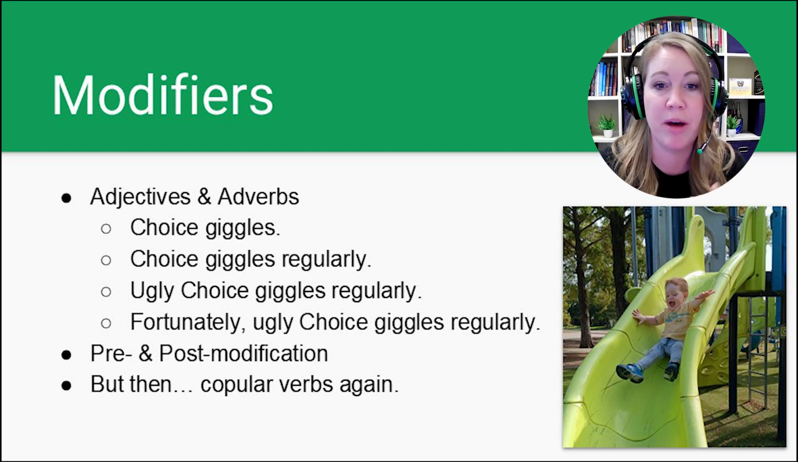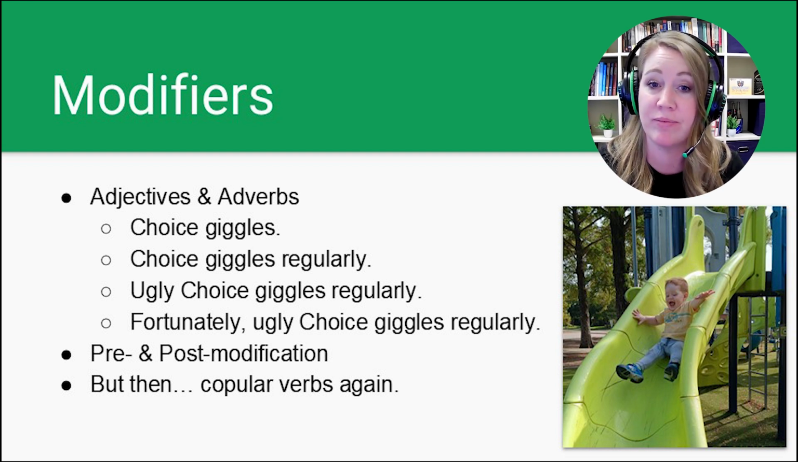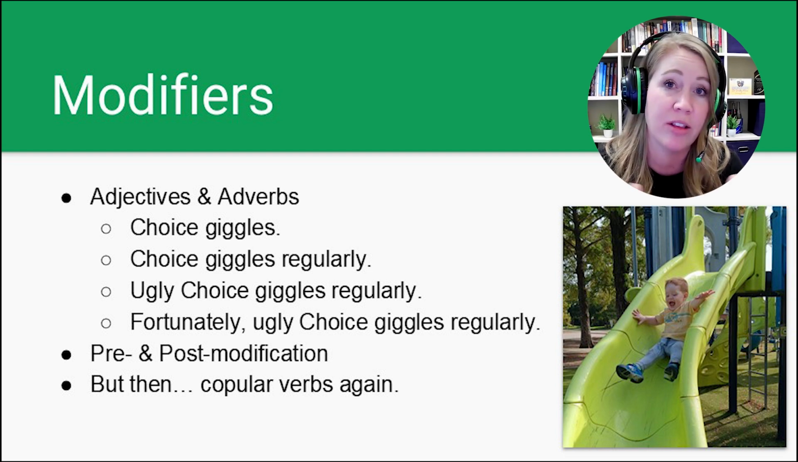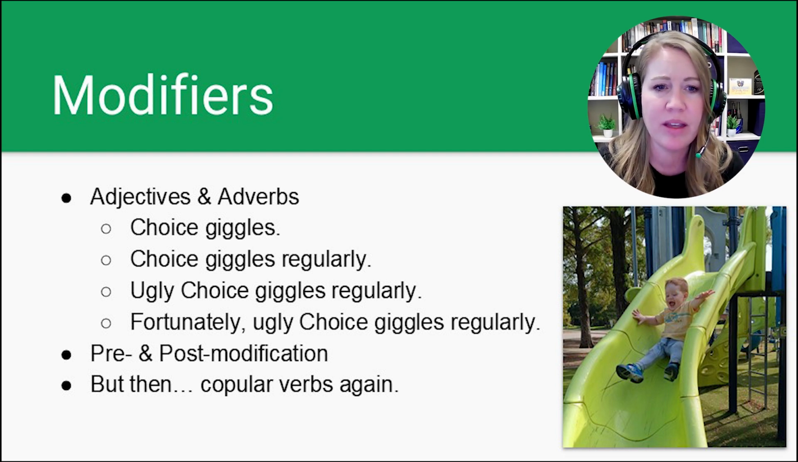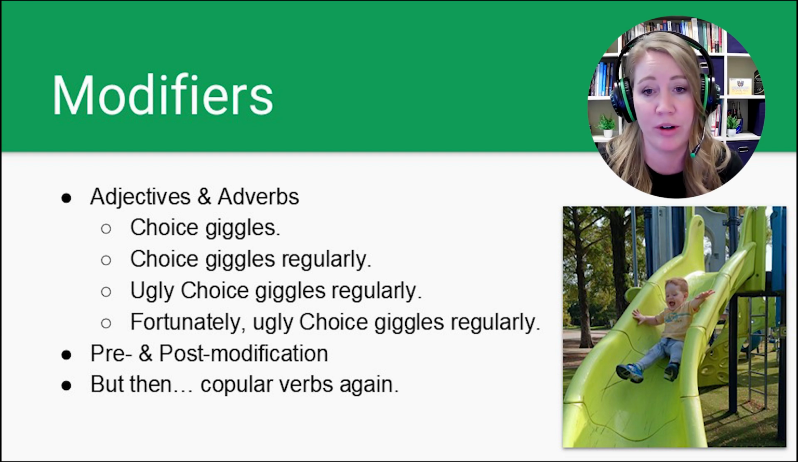So modifying the elements of the sentence. Consider this sentence, Choice giggles regularly. What role does regularly play here? Well, it's modifying the verb giggles. Initially, we know from Choice giggles that giggles are occurring, but with regularly added, we learn that the giggles happen frequently or on a regular basis. So in this sentence, giggles is the verb, and I've modified it with the word regularly.